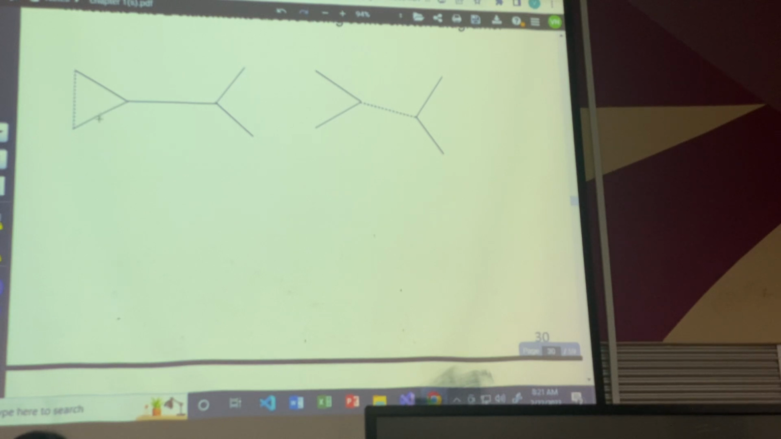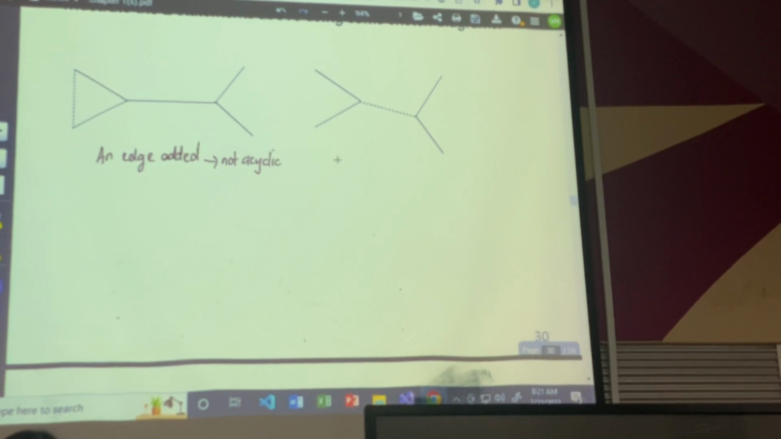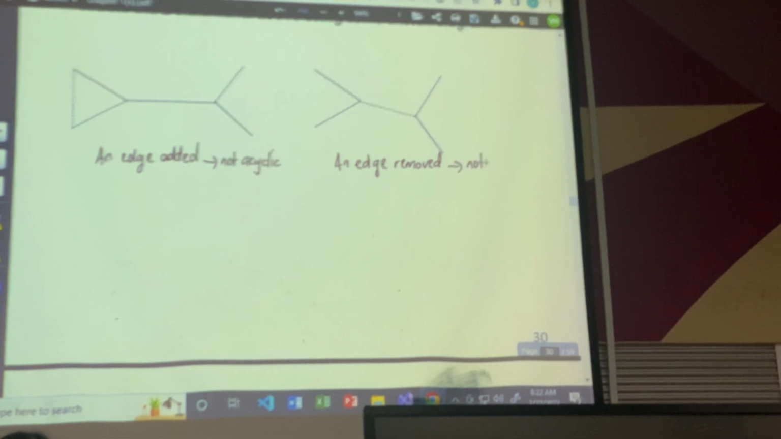So this one you can just write: an edge added, then it becomes not acyclic. You add in, it becomes not acyclic. This one is an edge removed. It becomes not connected.